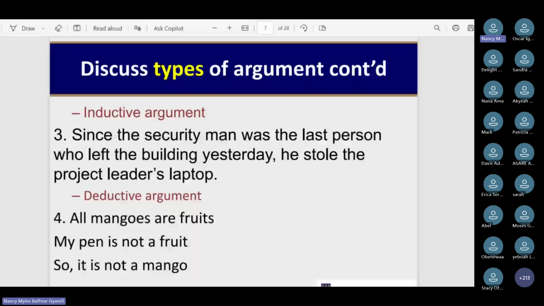Example 4, which is also deductive in nature, says, all mangoes are fruits. I'm saying everything that is a mango is inside the big set of what?